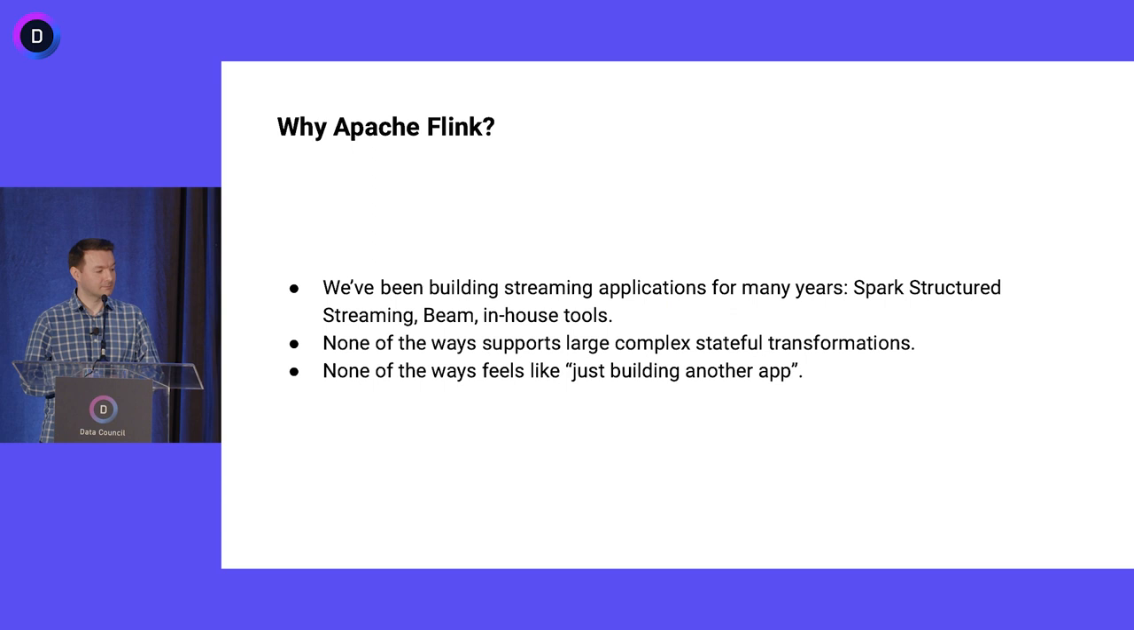And why Apache Flink? So at Shopify, we implemented a lot of different streaming applications over the years. We tried many technologies like Spark Structured Streaming, Apache Beam with Google Dataflow, some internal products, but none of them supported really large, complex stateful transformations, and none of them felt like building another application, like with Rails. Because Flink is complex, streaming is complex, and you want to eliminate as much complexity as possible.